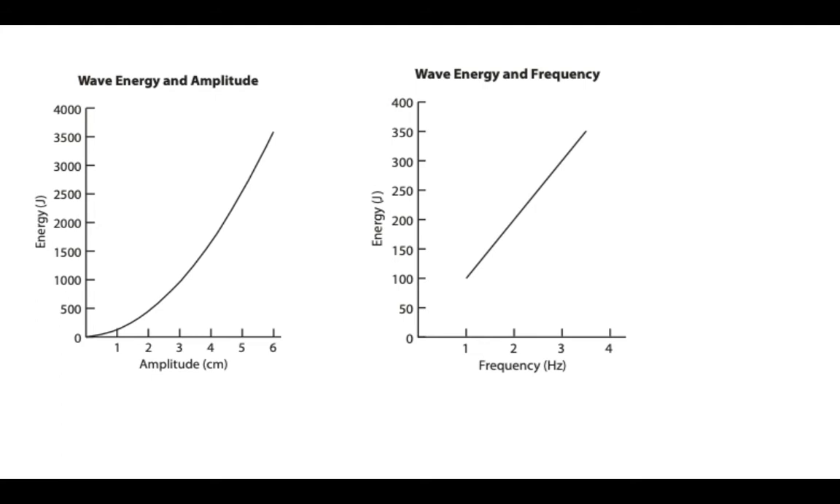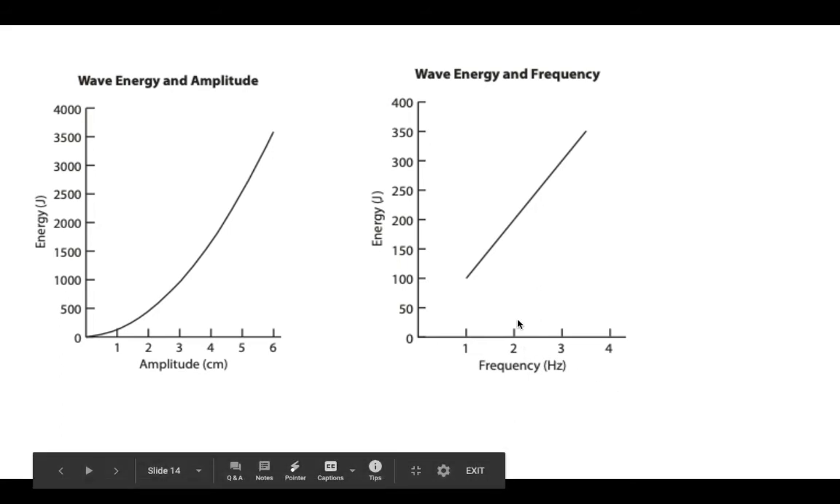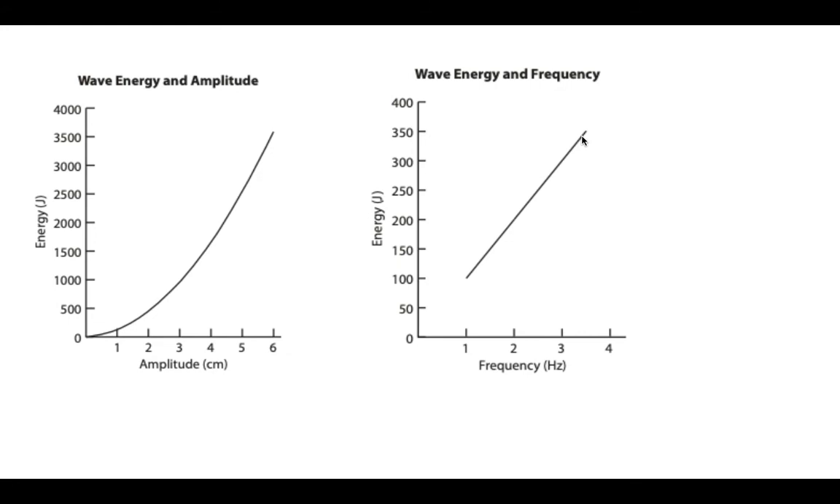Frequency is the number of periods, or compressions, in a certain amount of time. So if I go from 2 to 4, 2 is about 500 and 4 is about 1,500, so it's 1,000 times more energy between 2 and 4. Between 2 and 4 here, 2 is like 150 and 4 is like 350, so it's 200 times more energy, where this one is 1,000 times more energy.